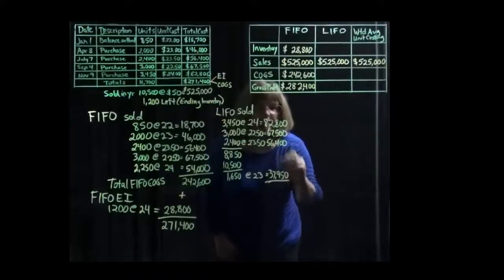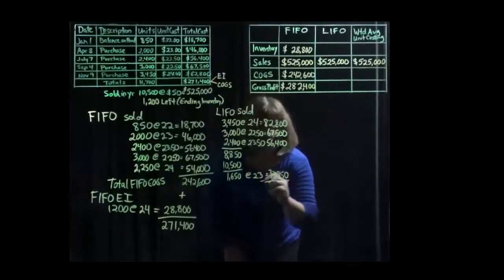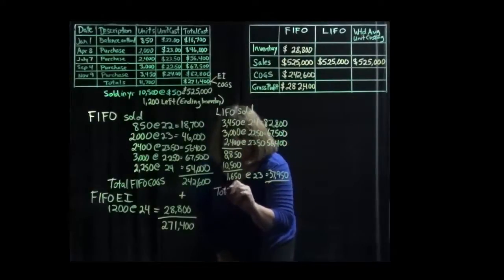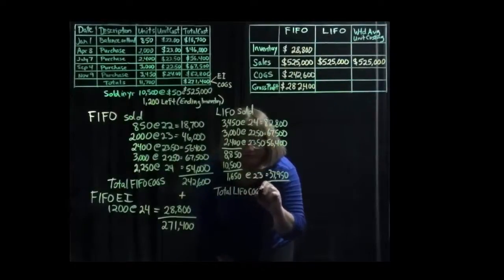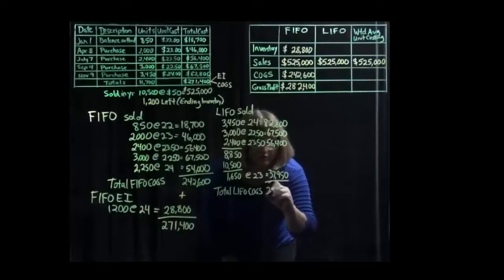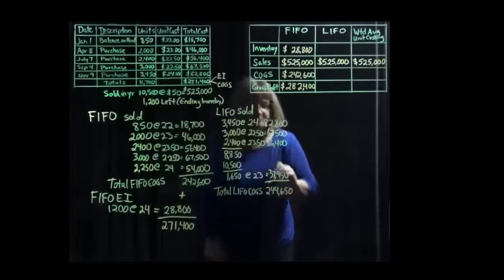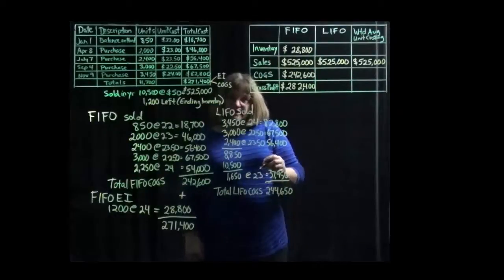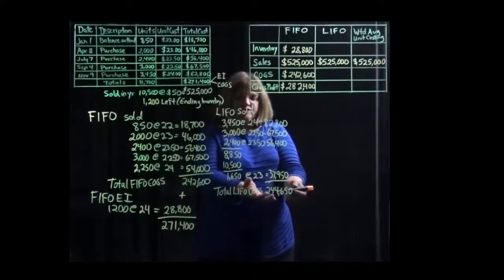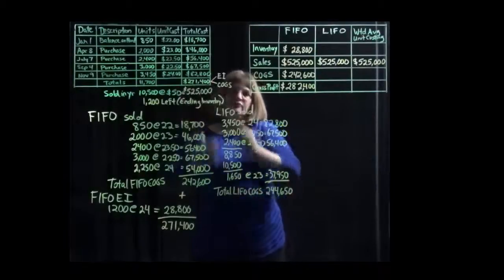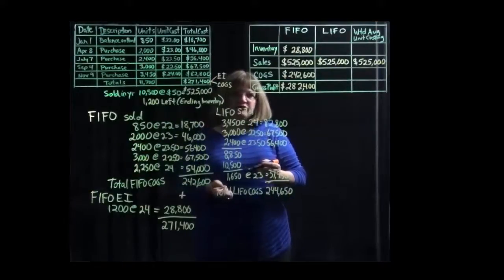So we add up these four numbers here, and that gives us our total LIFO cost of goods sold, which is going to be $244,650. Now here, we could take the easy way, and we could just say, okay, if the cost of goods sold is $244,650, we could simply subtract that from the $271,400 and say the difference must be ending inventory.